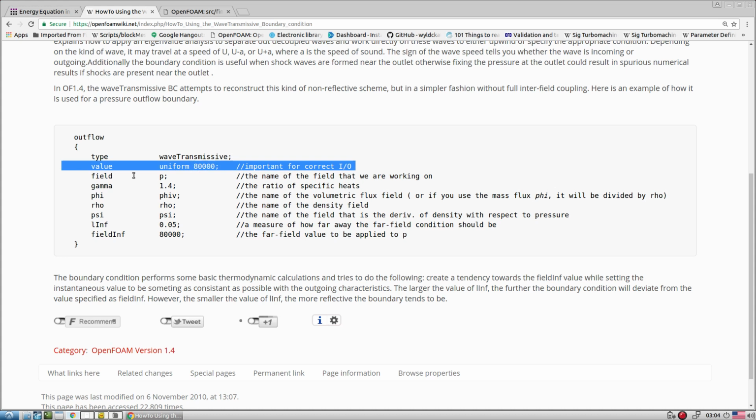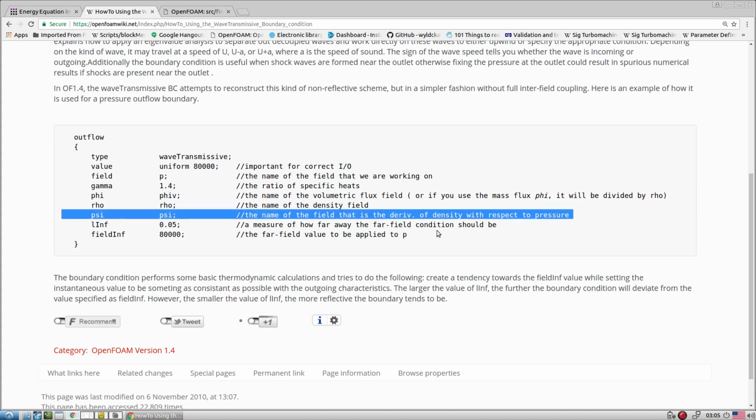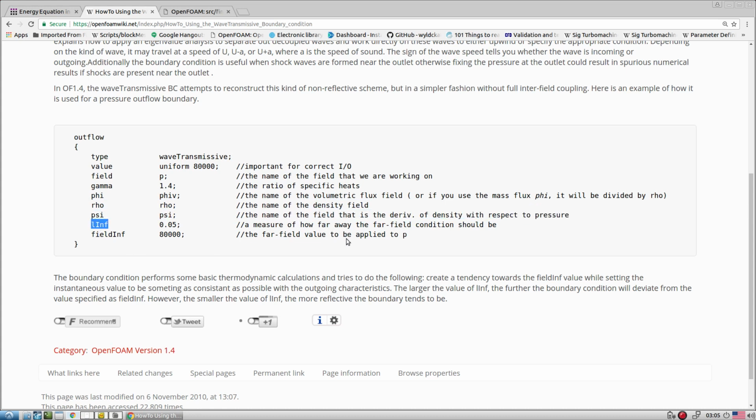Okay, this is a dummy value field, for whichever field we are specifying this. Then gamma, then the name of the volumetric flux field, then rho, density, psi. And then L infinity is the measure of how far away the far field condition should be. So this is the length scale we have to specify. Then field infinity, the far field value to be applied at P. So what is supposed to be the far field value when we talk about the pressure? All these entries are required.